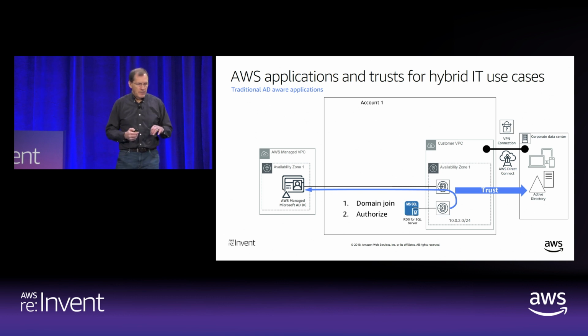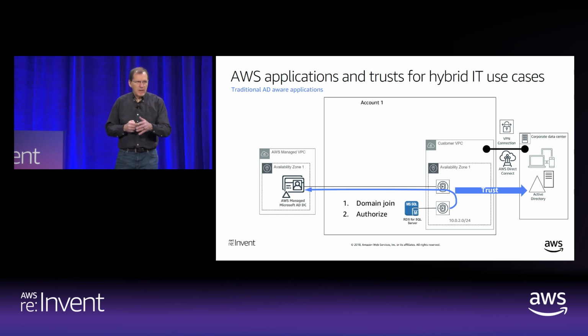Now, in this picture, I show the Active Directory in your on-premises network physically. You might choose to put an instance in your VPC, have it replicate with your on-premises directory so that if anything happens to your Direct Connect or VPN link, you still have a directory in the cloud for managed AD to work with.